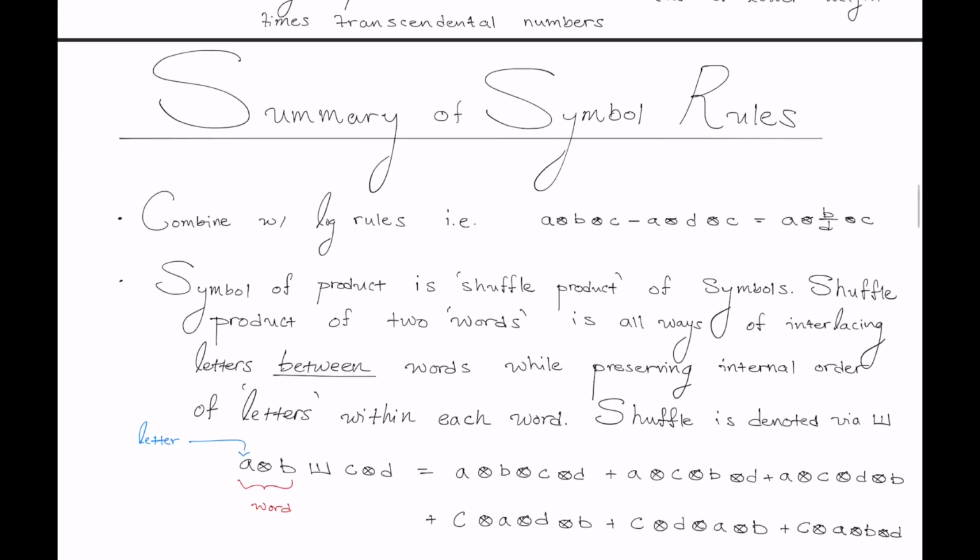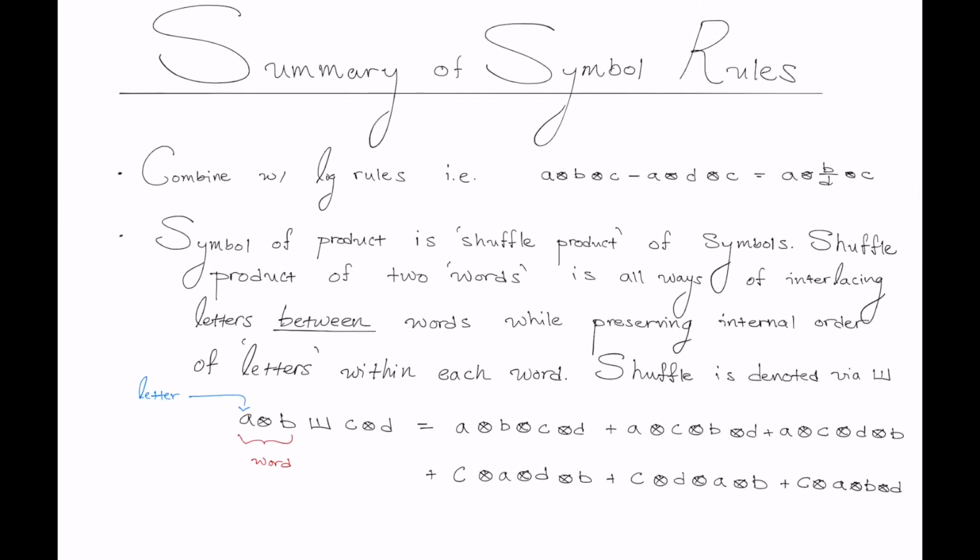So here we'll just compile a summary of the basic symbol rules, which will be of value to us. So you can take linear combinations of symbol words, and they are combined by log rules. Given the definition, it's clear why we should imagine each of these entries as really having a log there. So A⊗B⊗C would combine as the difference of A⊗B⊗C and A⊗D⊗C as A⊗(B over D)⊗C.